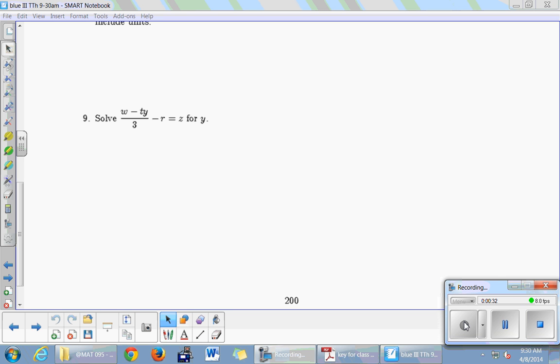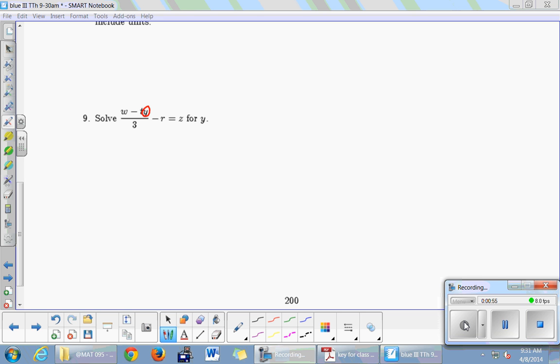So jumping in here at number 9, we've got this complicated equation, w minus ty over 3 minus r equals z, and we're trying to solve that equation for y. And again, what makes this complicated is that there are many variables in there as opposed to just a single one. So the goal is to solve for y. I'll just circle that in red so that we can really focus our attention on that thing.